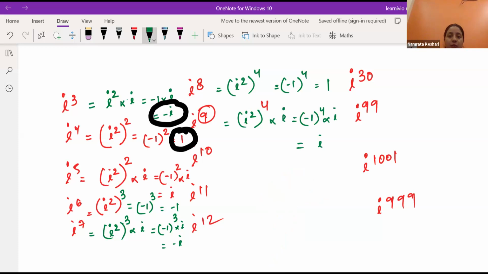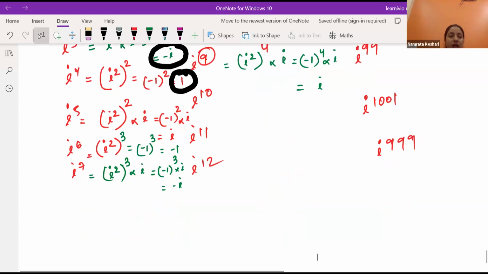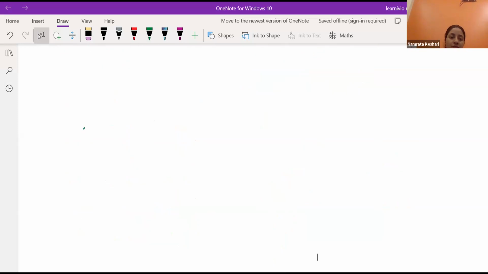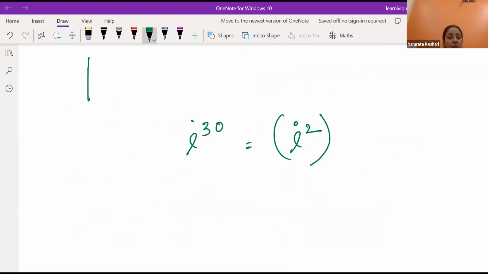Now let's do i to the power 30, i to the power 99, 1001 and all. So i to the power 30. We will start from i squared. If we are not getting the other power, it will be 15. And -1 to the power 15 will be minus i. No, -1. Perfect.